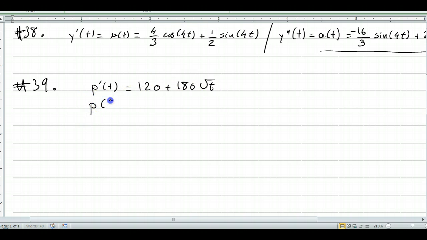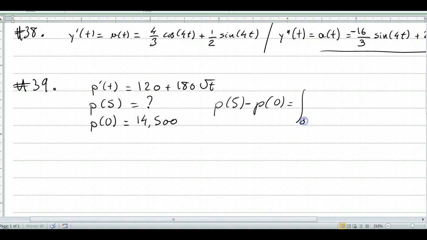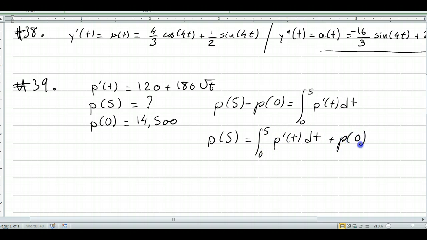So I want P of 5, and I know P of 0. P of 0 is 14,500, and I want P of 5. Well, what is P of 5 minus P of 0? It is the integral from 0 to 5 of P prime of t dt, right? Okay, and so P of 5 should be the integral from 0 to 5 of P prime of t dt plus P of 0.